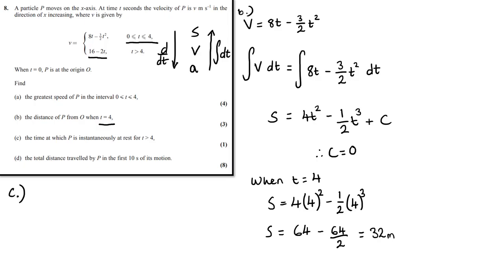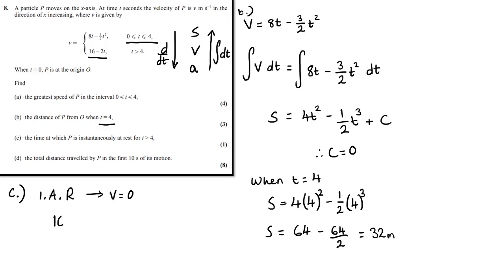So if it's instantaneously at rest, what that means is that v is equal to 0. So this is why it's only 1 mark, because all I'm doing is taking my expression for v here, 16 minus 2t, and setting it equal to 0. We're saying that v is equal to 0. Instantaneously at rest, that's what I mean by IAR, that tells us that v equals 0.